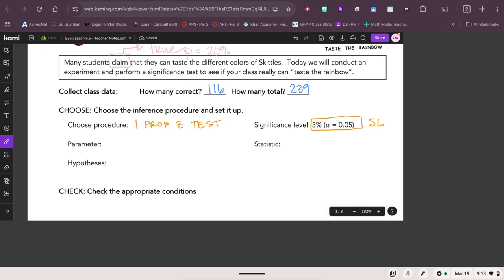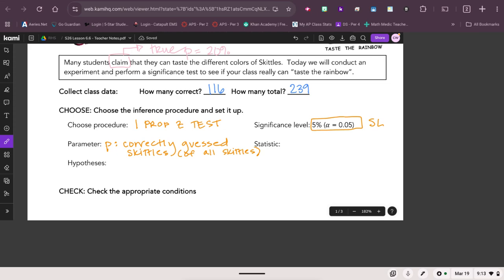The parameter is going to be the correctly guessed number of Skittles out of all of them. So let's do our P is the correctly guessed Skittles out of all Skittles. In this case, P is going to be 0.2, but we're going to write that in below in a moment, so that's why I wrote it in words there.